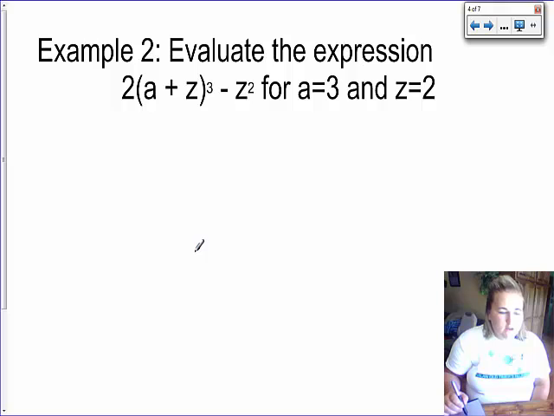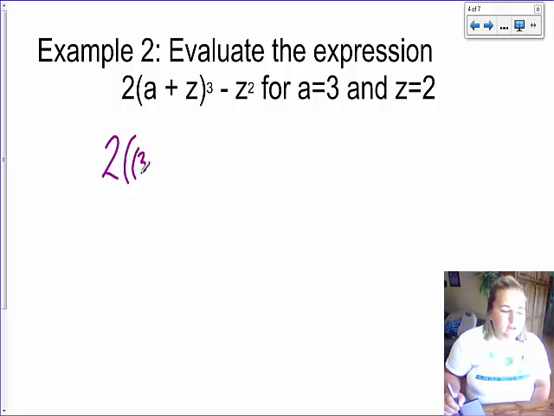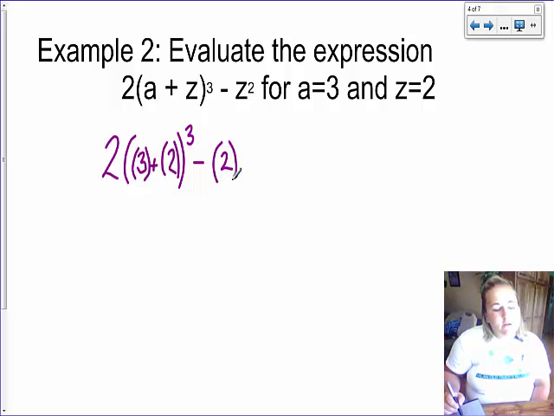Example 2 says to evaluate this expression for a equals 3 and z equals 2. So we're going to go ahead and substitute in. I have 2. Instead of a, I'm going to put 3 plus, oops, close that, because a is done, so I have to put parentheses around what I substitute in for a, plus, instead of z, I'm going to put 2. That's being cubed, minus, instead of z, I'm going to put 2, and that's being squared.